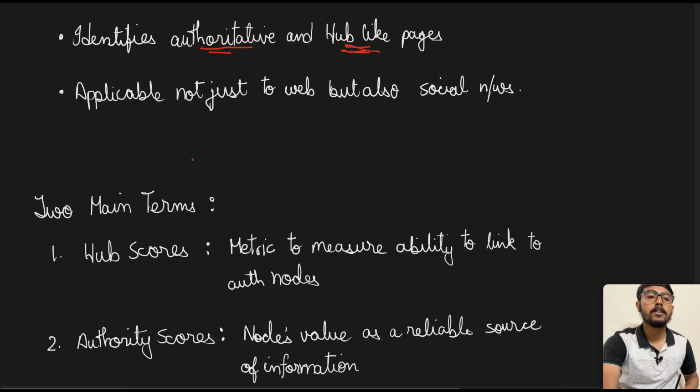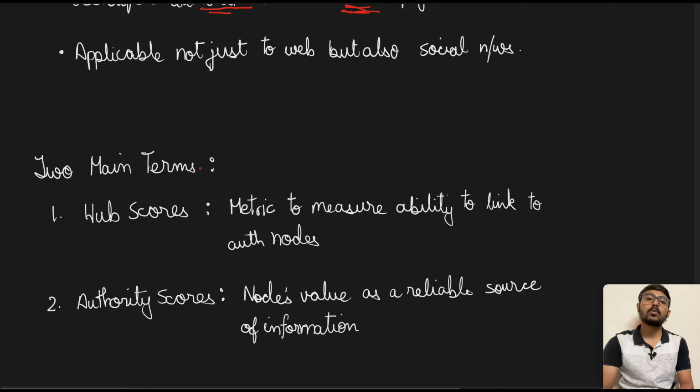The two main terms that come out of this discussion are hub scores, which are the metric to measure the ability to link to authority nodes, and authority scores, meaning a node's value as a reliable source of information. How reliable a particular kids' amusement center is, or the location's information is, is what we call the authority score. Similarly, for hub scores, how many such reliable authorities are mentioned on that hub page is what is calculated as a metric in the hub score.